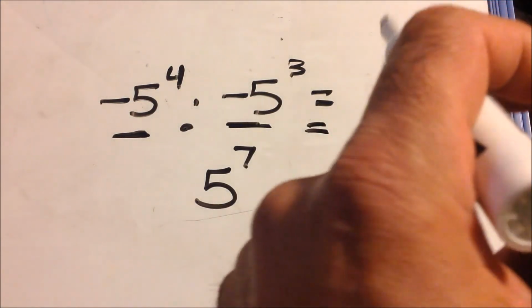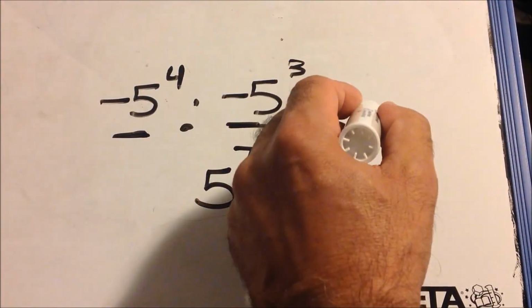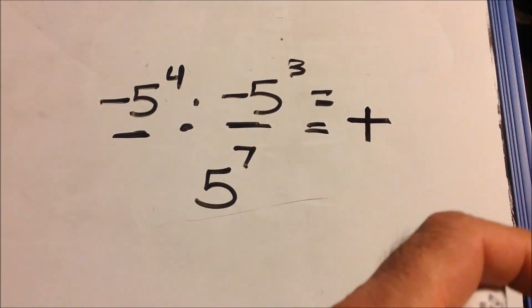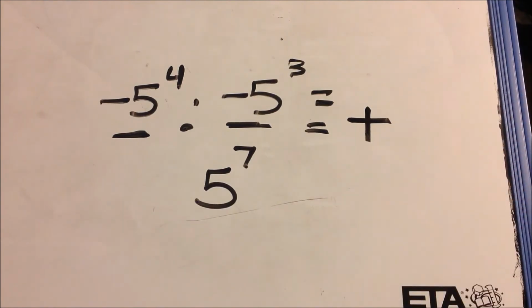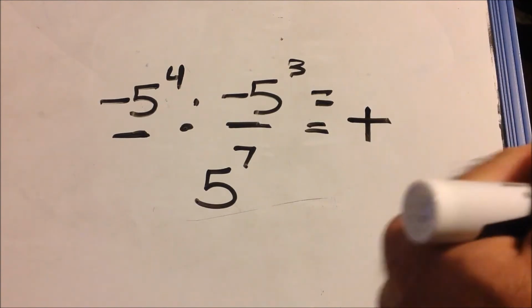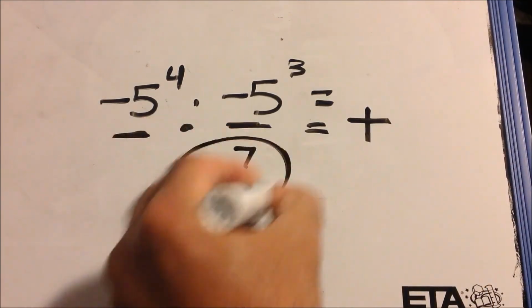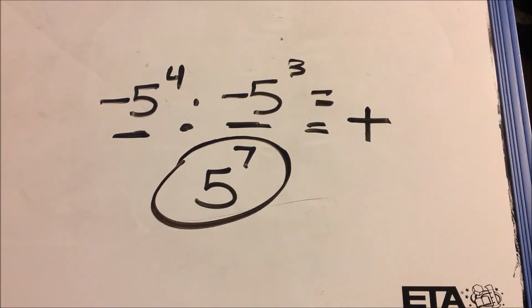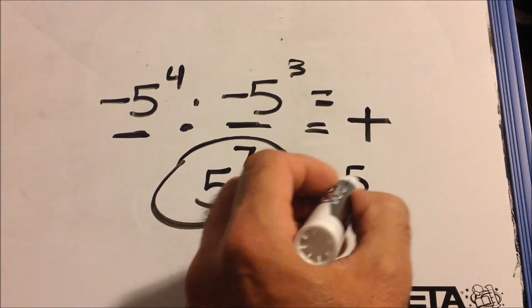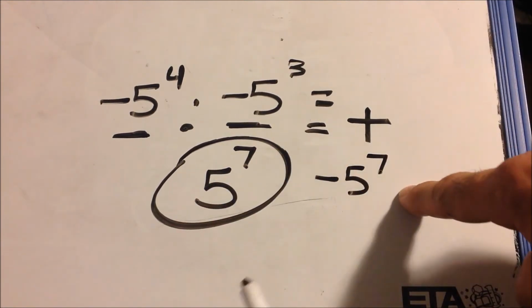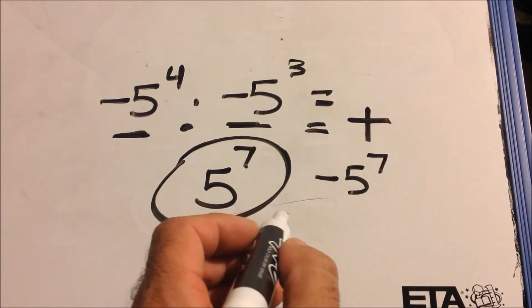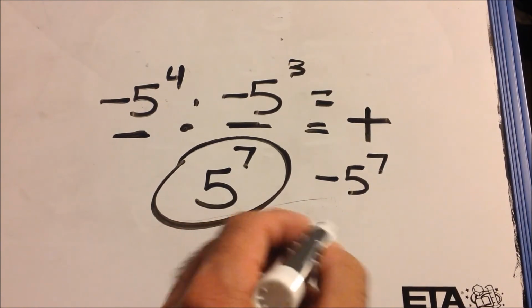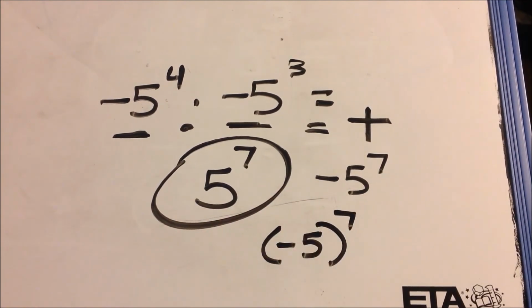What's a negative times a negative, though? A negative times a negative is a positive. We need to get a positive answer. So what do you think the answer is? It's right there. 5 to the 7th power. If we put a negative 5 to the 7th power, that gives us a negative answer. But we don't want a negative answer. We want a positive answer. And if I put it in closed parentheses, we still get a negative answer. Because remember, the exponent is odd.